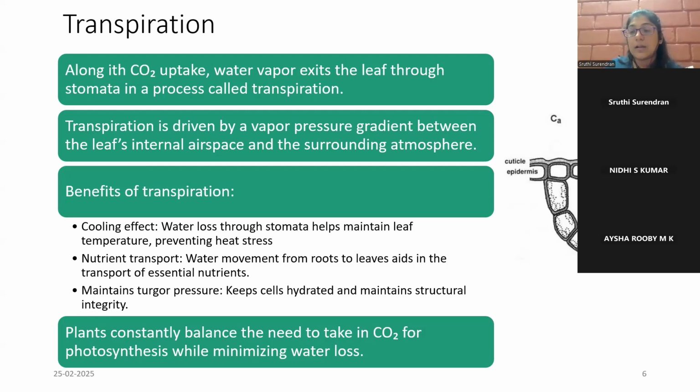Now suppose the stomata is open and the photosynthetic rate is really high. At the same time, water will also be going out at a very high rate. So the stomata has to control its opening so that there is a balance between the carbon dioxide that is entering and the water loss that is happening through the stomata.